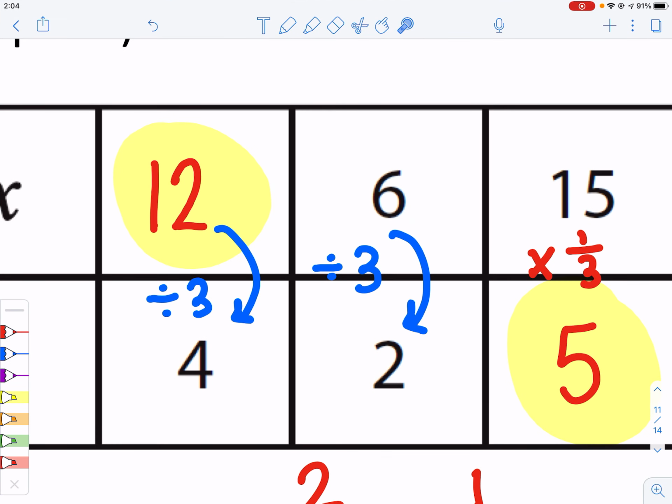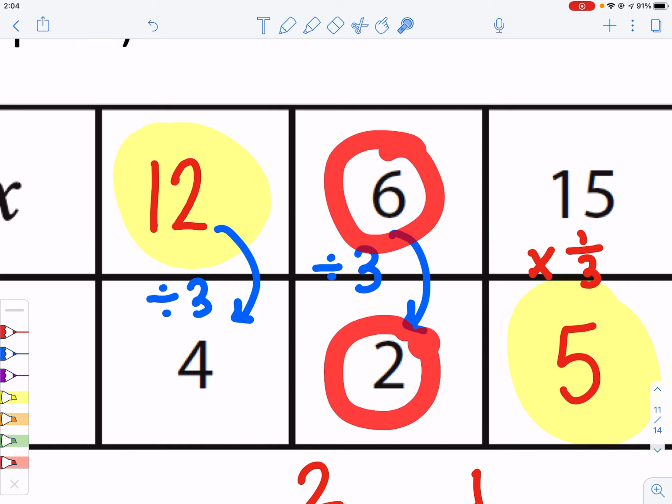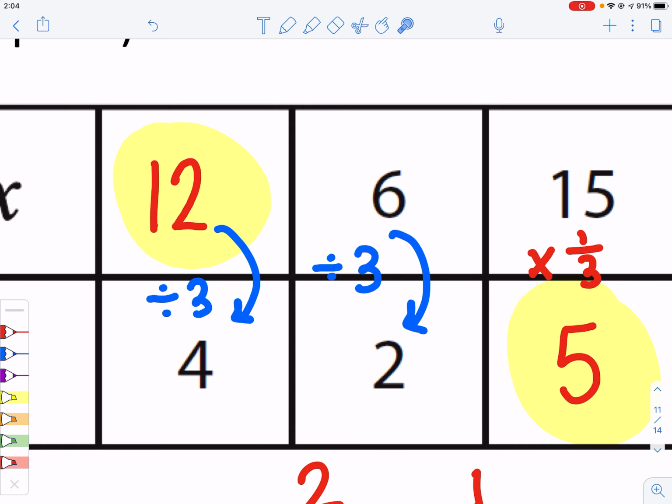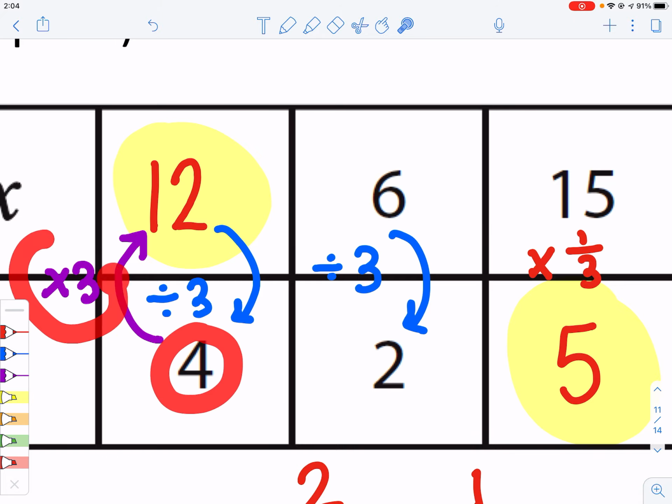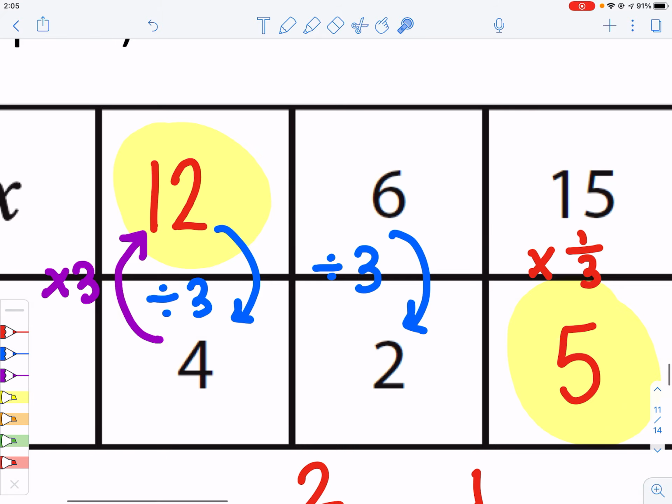Okay, something else you can do is if I give you the y value, just do the opposite of dividing by 3. So we know to get from x to y, we divide by 3. So then if you're trying to go from y to x, if you're trying to go backwards, do the opposite of dividing by 3. Well, the opposite of dividing by 3 is multiplying by 3. So when you take 4 times 3, that also gives you 12.